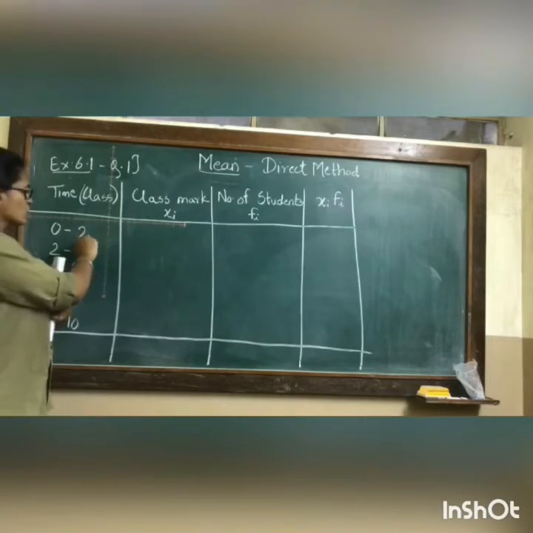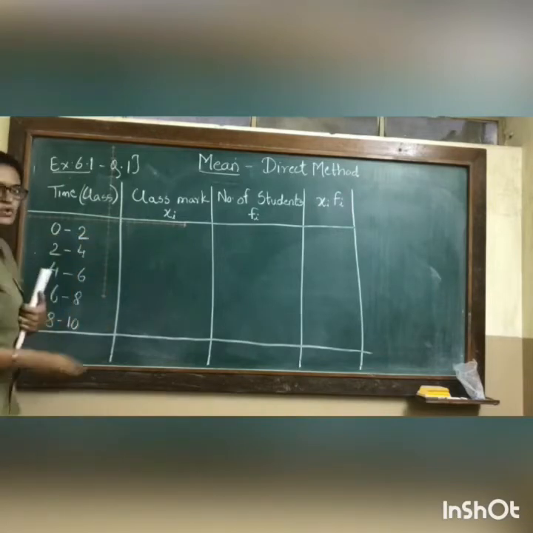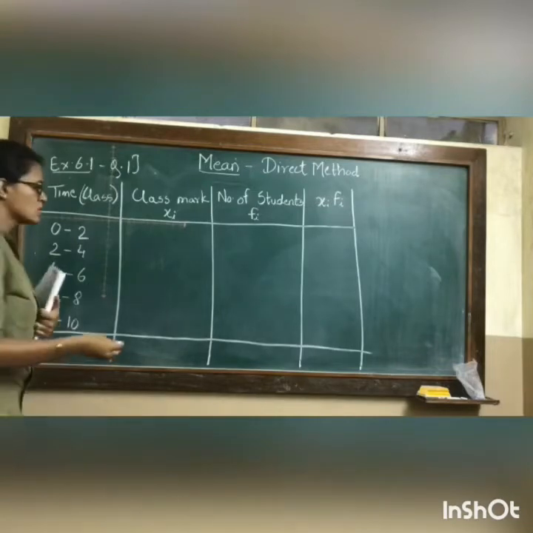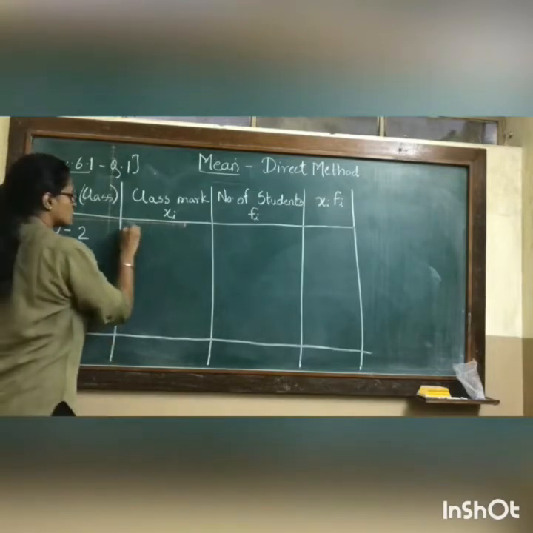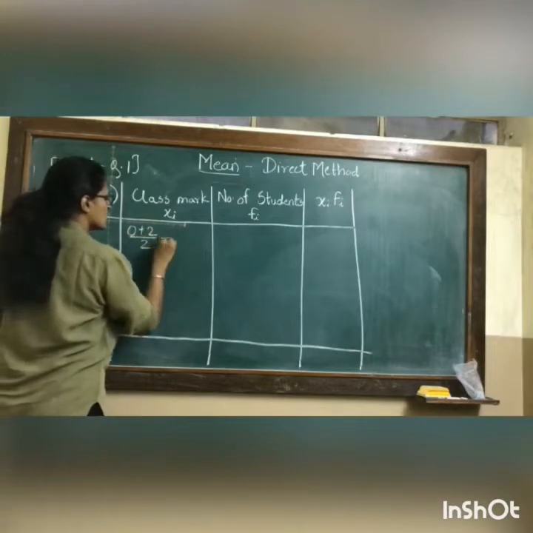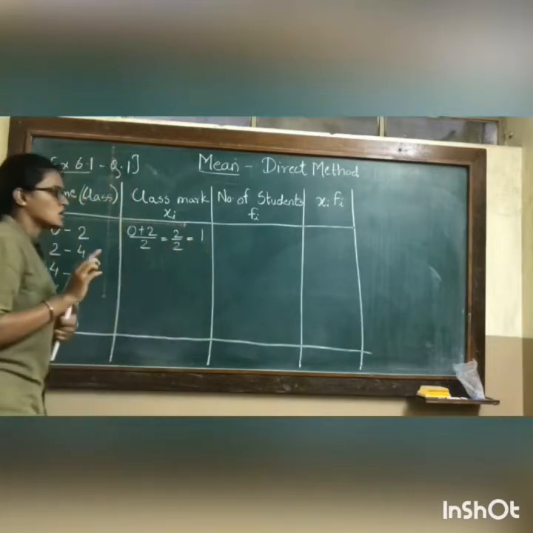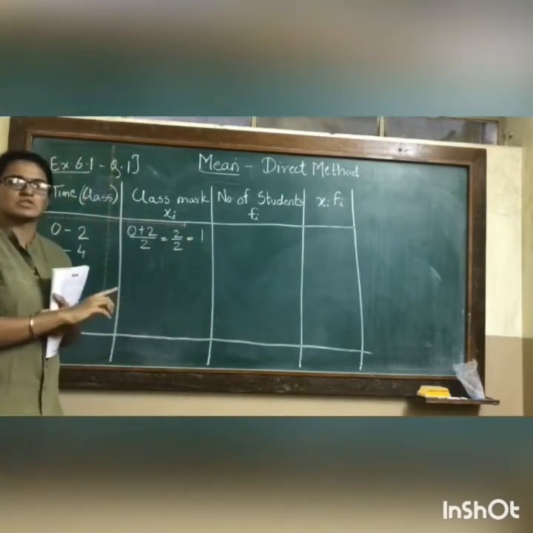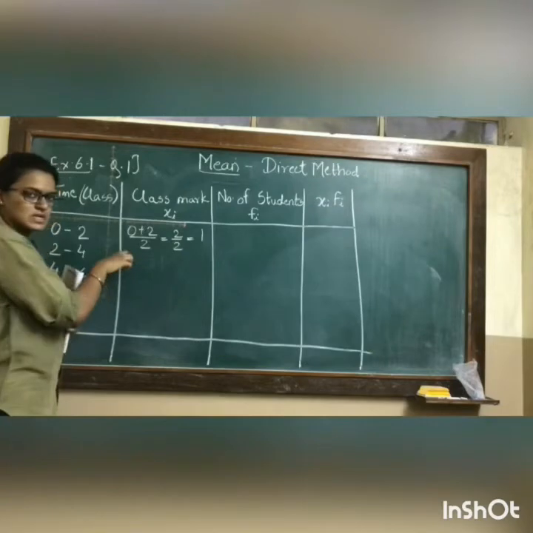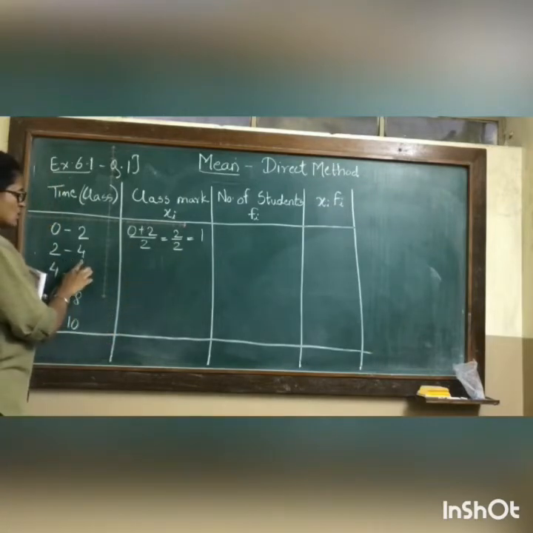Now if we have to find out the central value of this class 0 to 2, how do we find it out? We take the mean of it. 0 plus 2 upon 2 is equal to 2 upon 2 is equal to 1. Now this is just for your explanation. You do not have to show this in every step. So let's find out the class mark here.